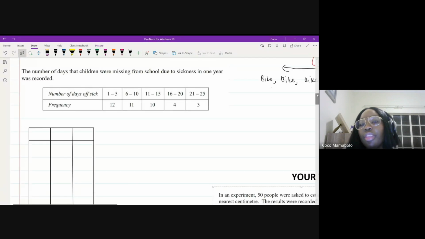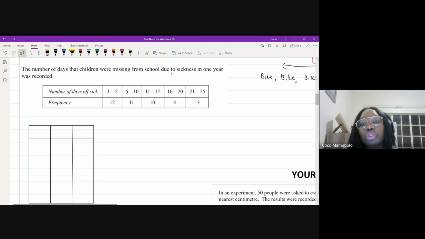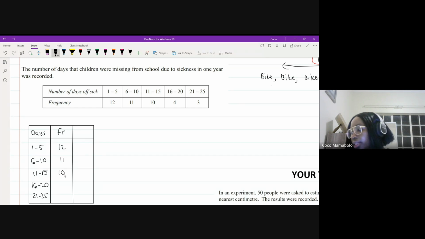It says, the number of days that children were missing from school due to sickness in 1 year was recorded. I like it to sit in this direction, it's just easier to see. So I'm going to write 1 to 5, 6 to 10, 11 to 15, 16 to 20, and 21 to 25. And then my frequency: 12, 11, 10, 4, and 3.